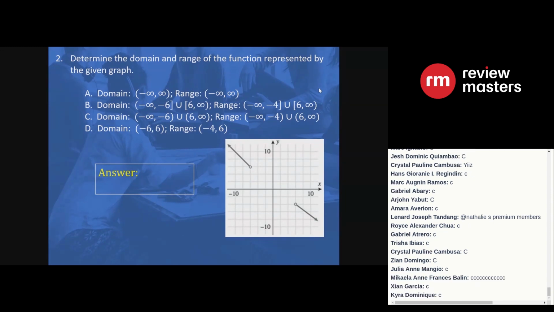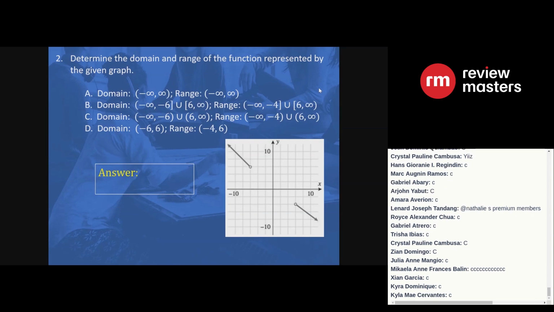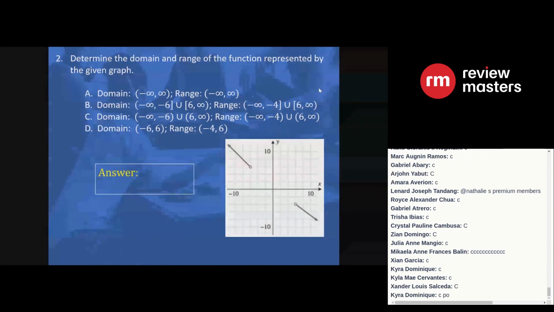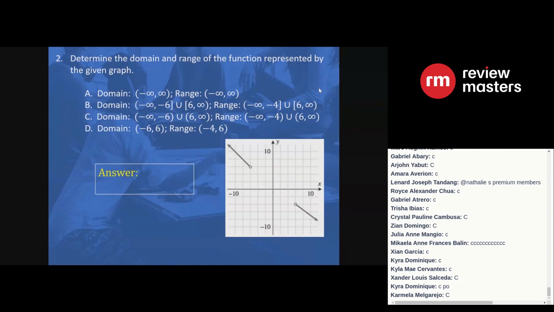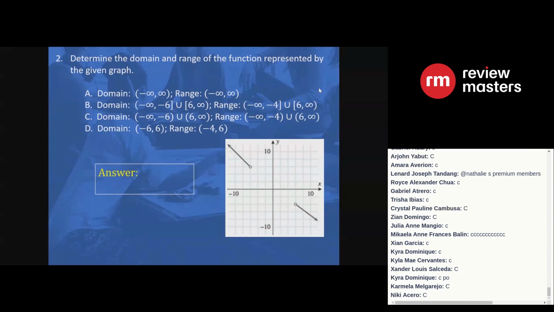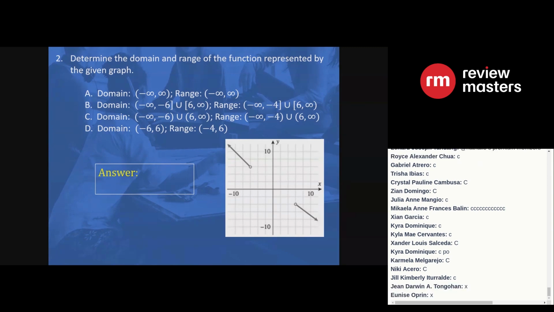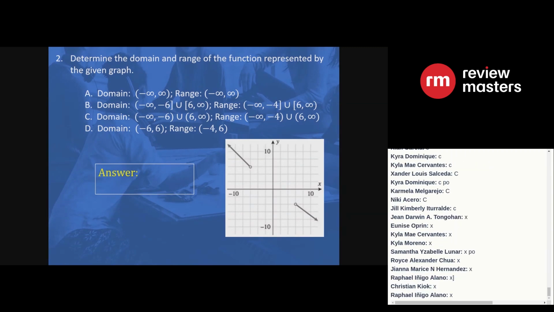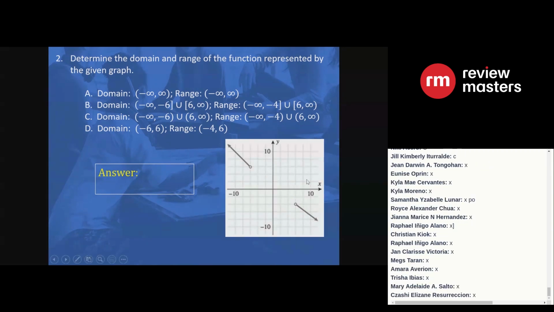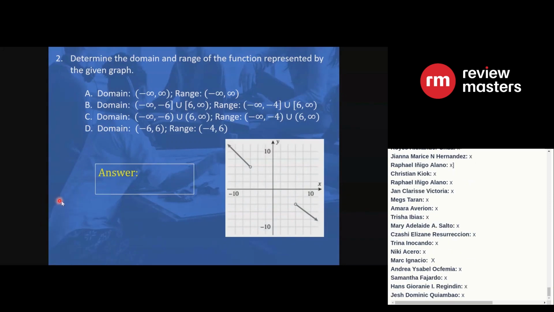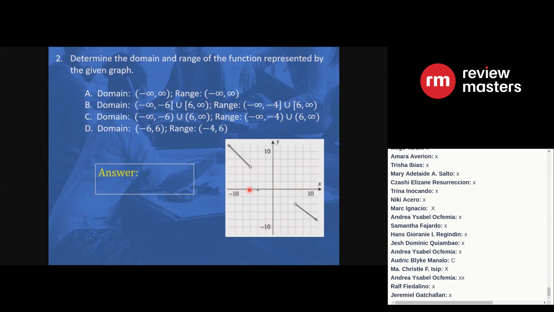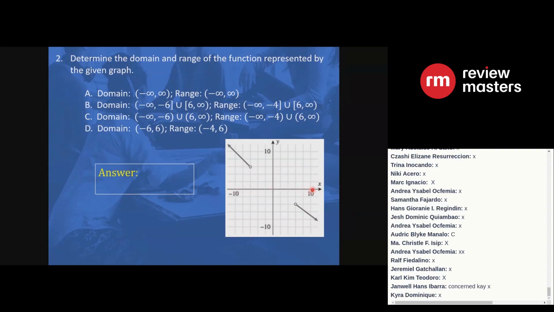Maraming tama ah. So when we talk about the domain, we are dealing with x values. Yeah, so C, Jean, we are dealing with the x values. So if we look for the domain, then let's check the x values. So the x values are here on the x-axis. So nandito ang ating mga x values.